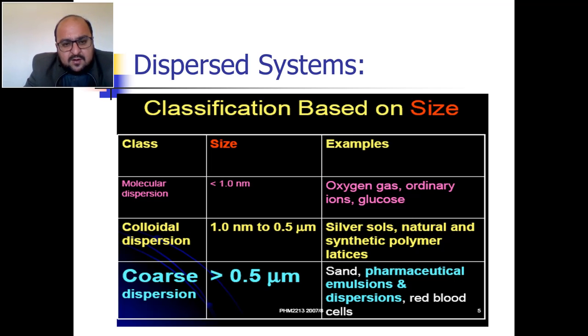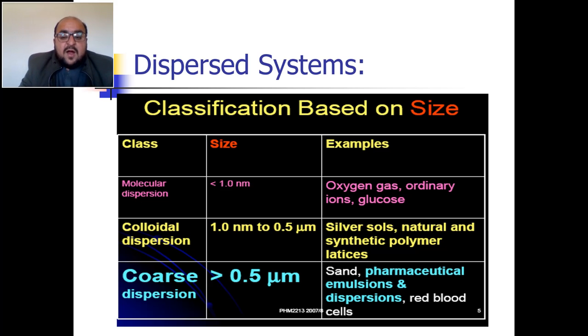Look at this table. In this table, I have highlighted the classification based on dispersion system, how we can classify the molecular dispersion, the colloidal dispersion, and the coarse dispersion. Look at the particle size in molecular dispersion, that is less than 1 nanometer. Excellent examples are oxygen gas, ordinary ions, and glucose. They can pass through a semi-permeable membrane and through a filter paper.